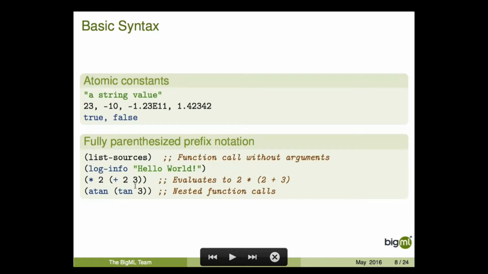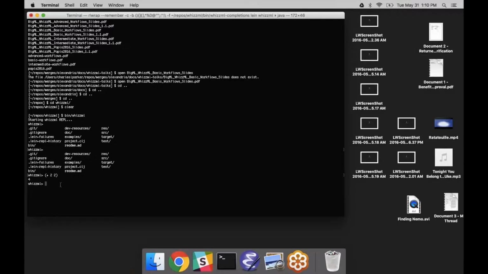So, not to belabor the point here, but here I have the simple WhizzML REPL. As you can see, if I want to add 2 and 3, I just put open parenthesis, plus, followed by 2, followed by 3, and then it'll give me 5. And I can also do nesting expressions in the same way. So if I want to divide 10 by that sum, I can also do that.